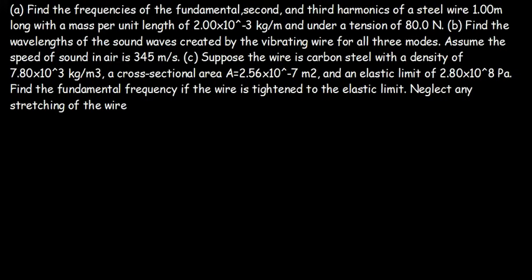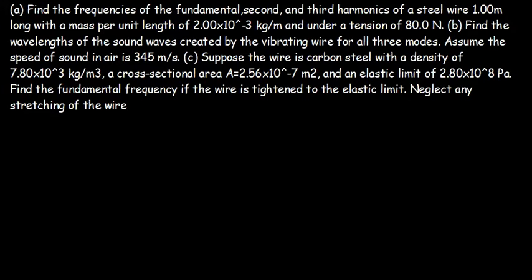So the first question I have is this: find the frequencies of the fundamental, second, and third harmonics of the steel wire 1 meter long with a mass per unit length of 2.00 times 10 to the power negative 3 kg per meter, and under a tension of 80 Newton. Part B, find the wavelength of the sound wave created by the vibrating wire for all 3 modes. Assume that the speed of sound in air is given, we have been given the speed of sound, for the second part.